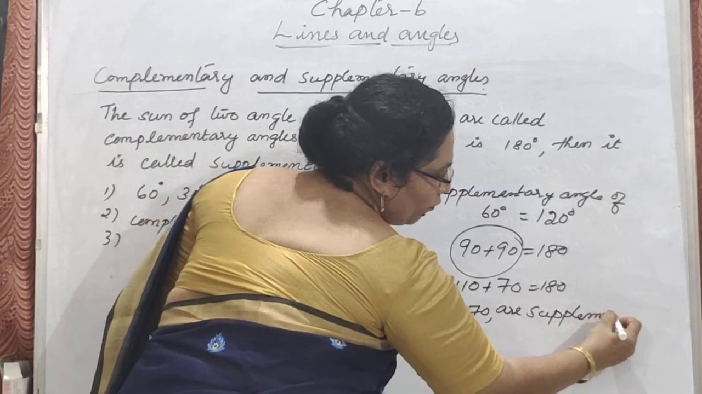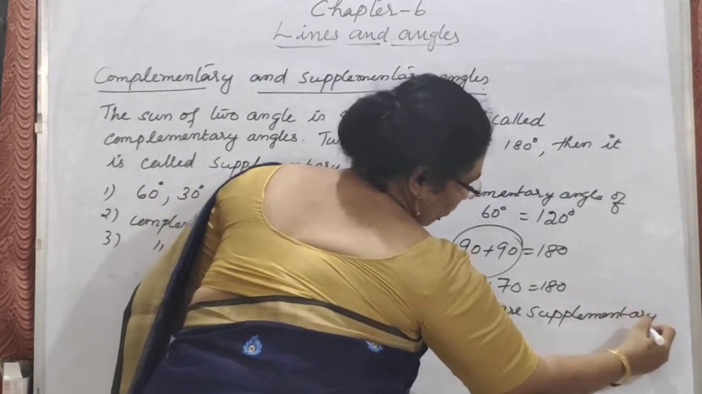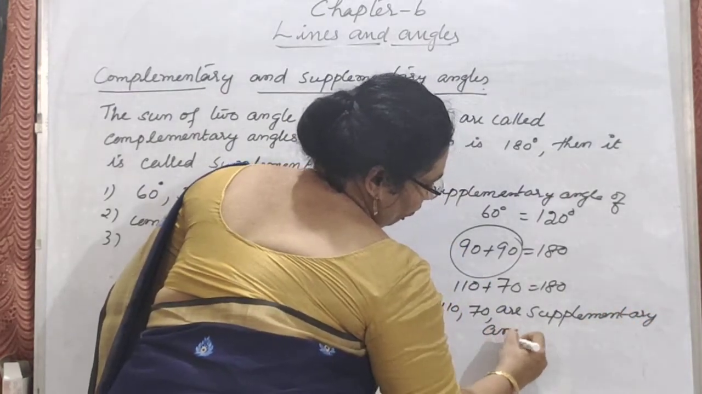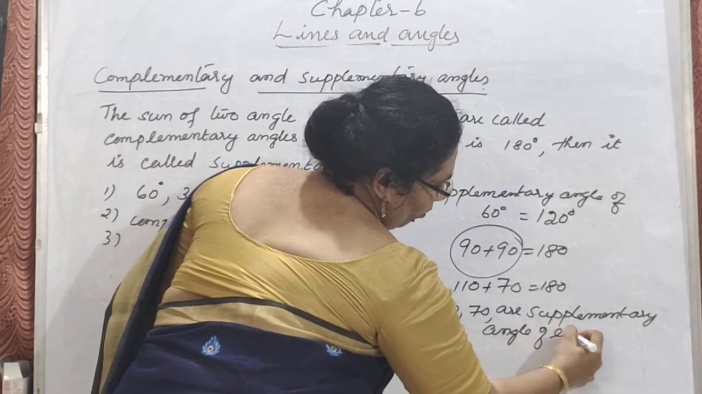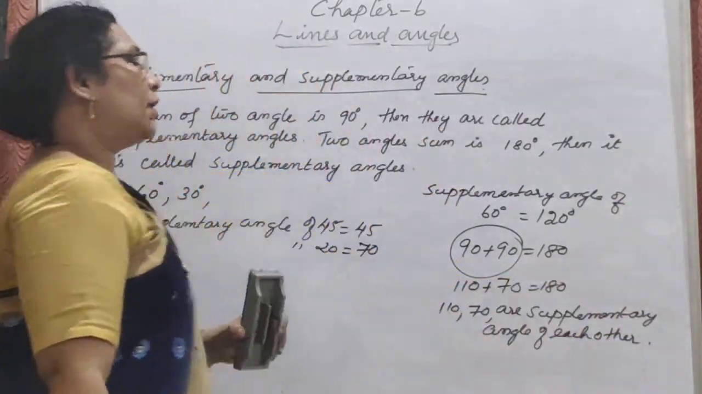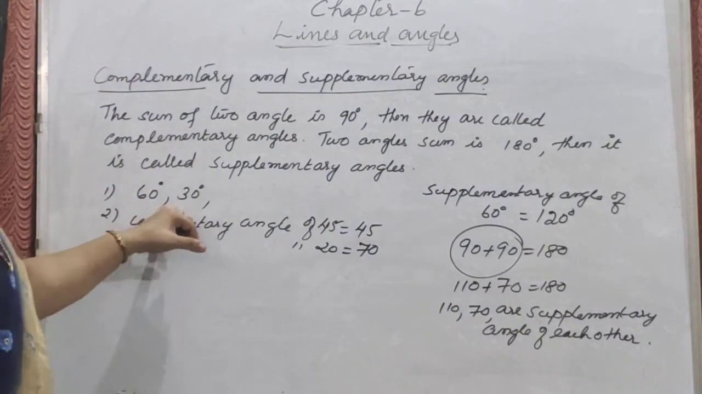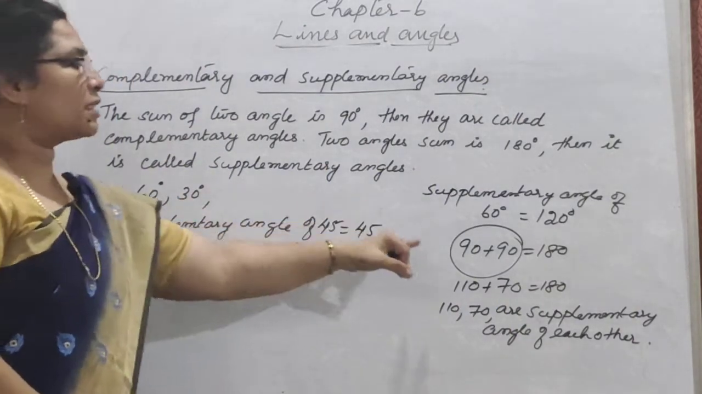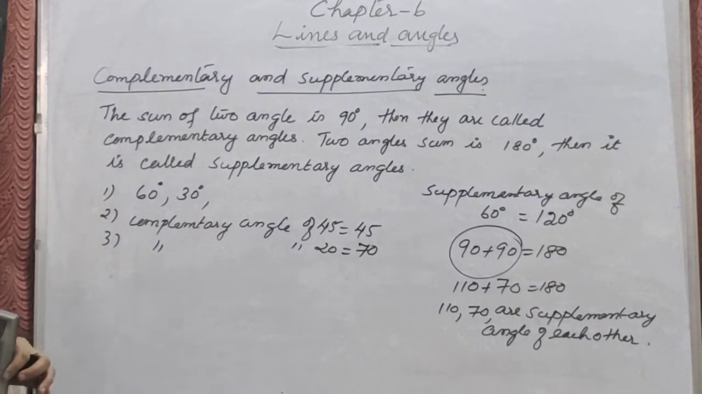Supplementary angle of each other, right? So when the sum is equal to 90, both are complementary to each other. When the sum is equal to 180, both are supplementary to each other.